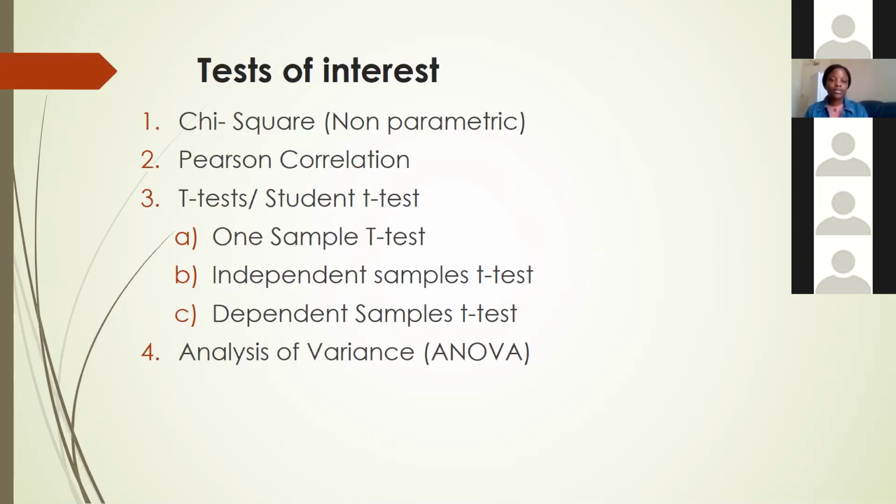All right, so the tests that we're going to look at for this particular session: we're going to look at the chi-square test, which is the only non-parametric test in this session. Then we'll look at the Pearson correlation test. Thirdly, we'll look at the t-tests, also called student t-tests, in 3 categories: the one sample t-test, independent samples t-test, and dependent samples t-test. And finally, the analysis of variance.